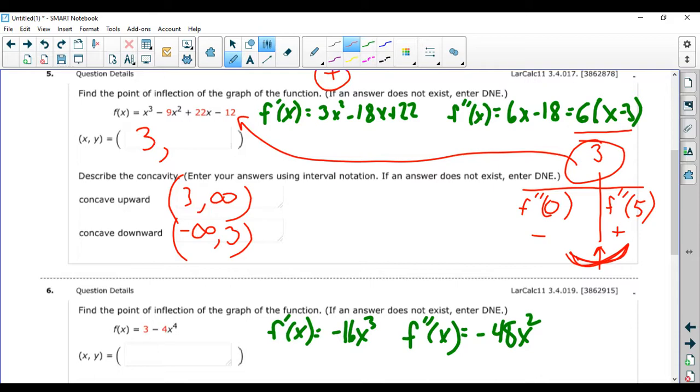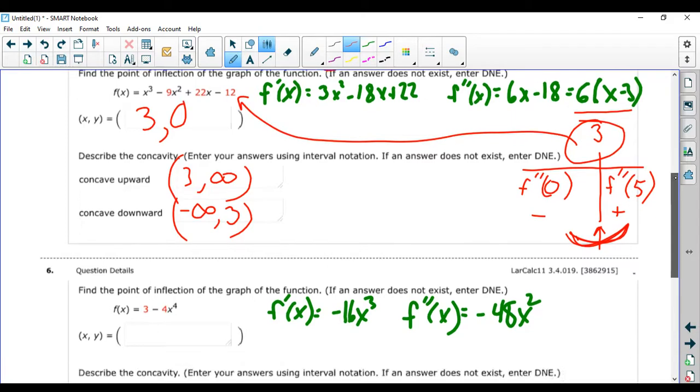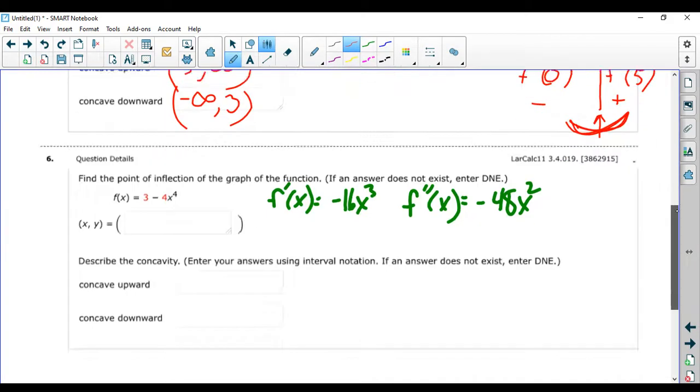3 minus 9 times 9 thirds, 9 times 9 plus 22 times 3 minus 12. I got 0. Okay. So check me on that, but let's go on to the next one.